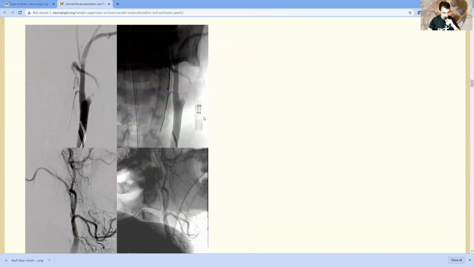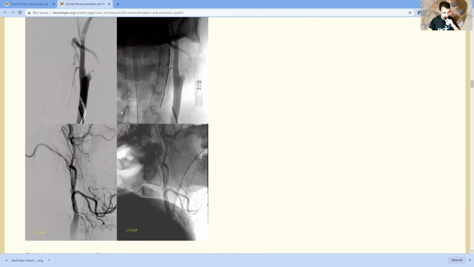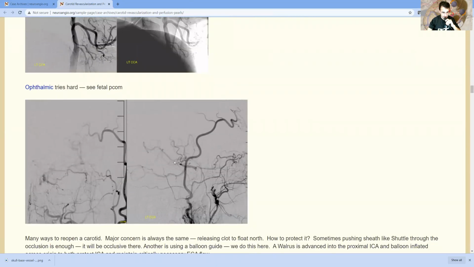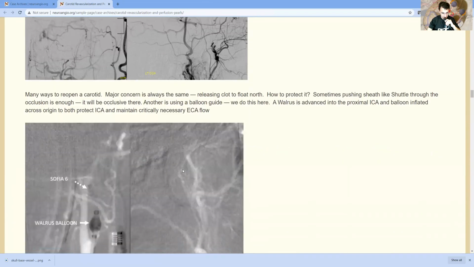Okay, I see it's not a pseudo occlusion. There's some clot here. It's a real proximal cervical carotid disease issue. Now there are many ways to skin this cat. We'll get to that. The ophthalmic, as you can see, is working hard. Here's the PCA, just like we thought.